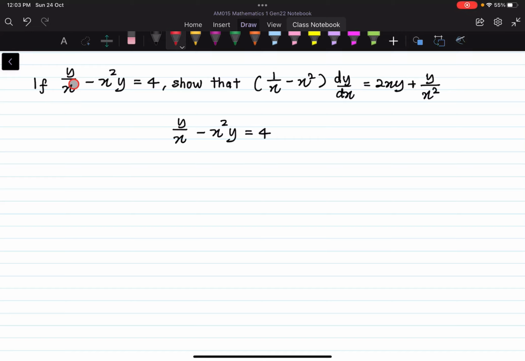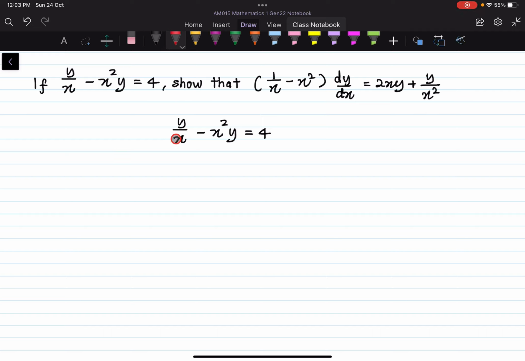If y over x minus x squared y equals 4, show that 1 over x minus x squared times dy dx equals 2xy plus y over x squared. So let us copy down the question first.